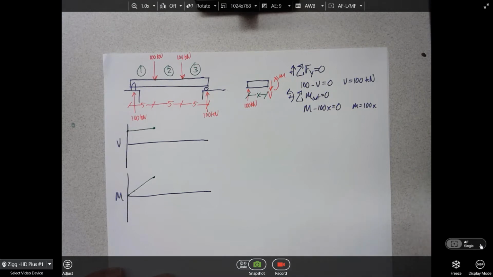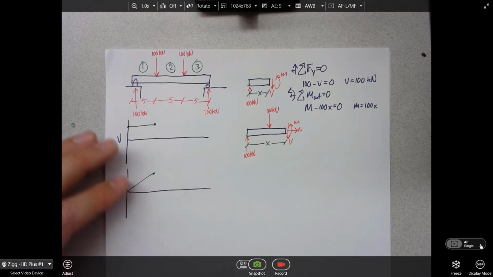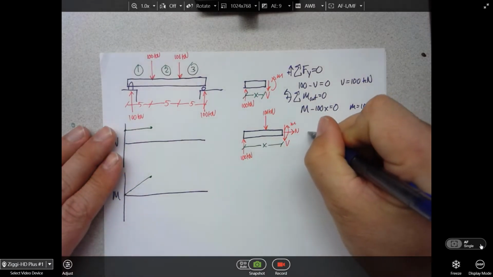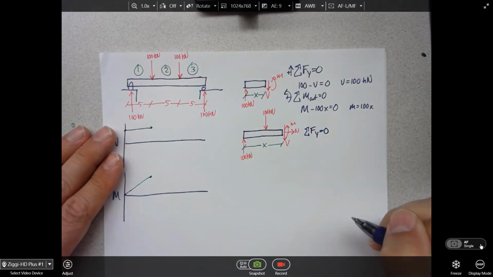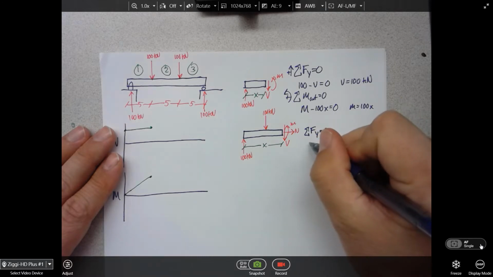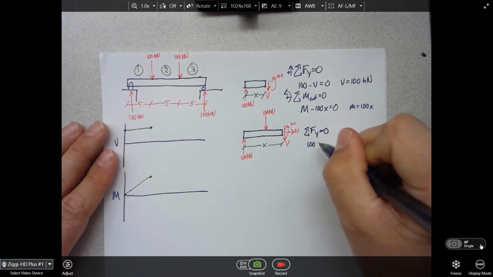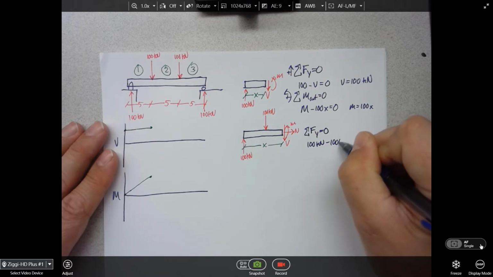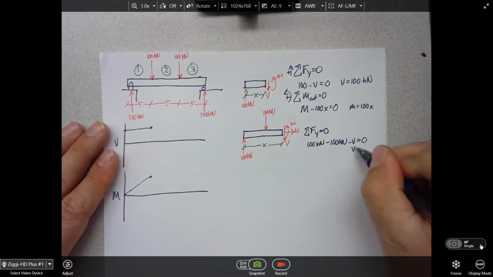Okay. I'd like you to do region 2. Let's pause and you do the free body diagram and equations for region 2. All right, anybody get some equations they want to share? Sum of the forces in the y equals 0. What'd you get? Max, I heard you. 100 kilonewtons up minus 100 kilonewtons down minus V equals 0. So V equals 0.